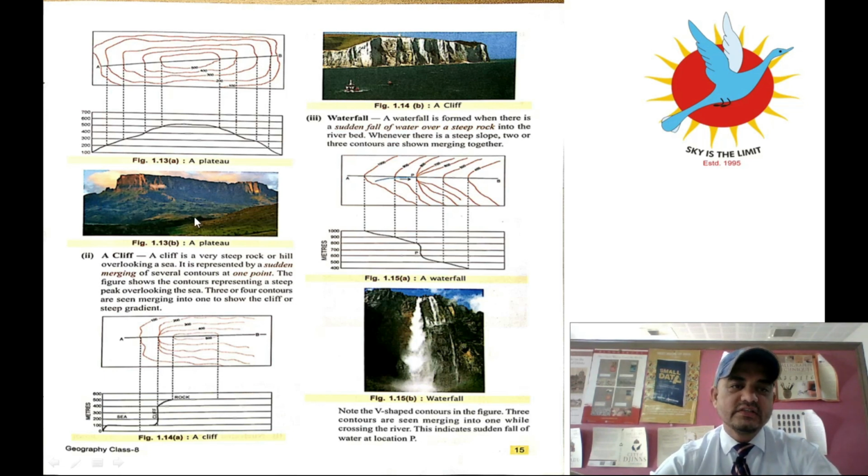A picture of the plateau is given here, and here the contour lines with the cross section are given. See, on both sides the contour lines have the same gap. All the contour lines have the same gap. You can see both sides. On both sides the contour lines have the same gap, and the middle of that area has a wider gap. It shows that the middle of the area is a tableland, and this tableland represents a complete plateau. So this is 1.13b, you can see the picture, and in 1.13a you can see the cross section of a contour line. This is known as the cross section.